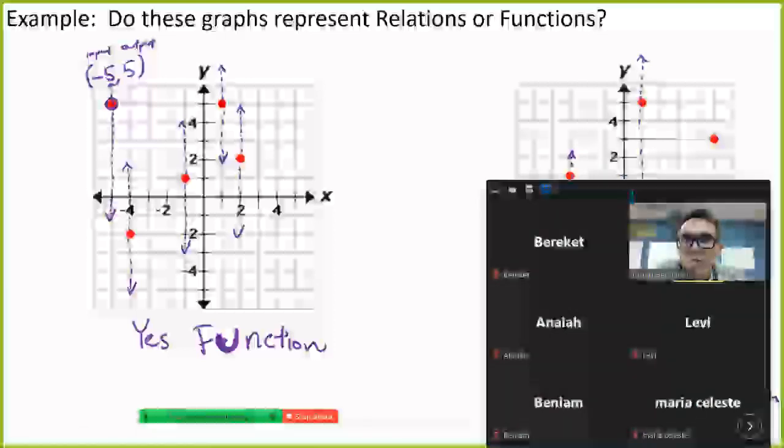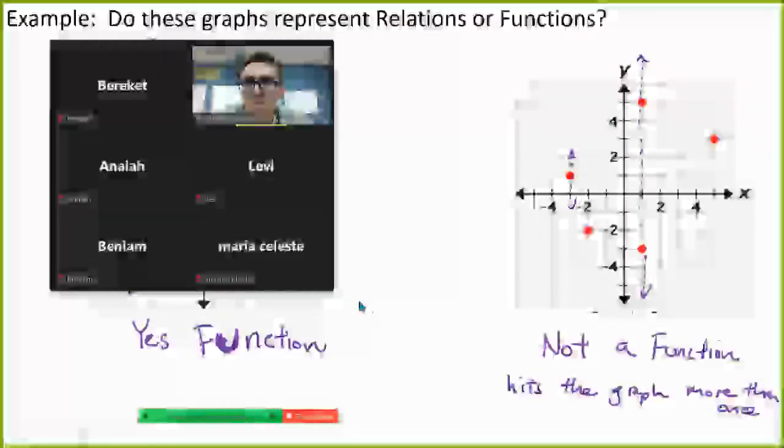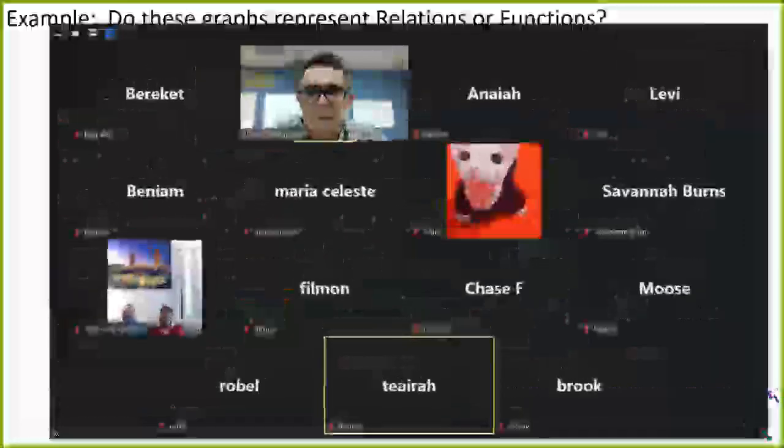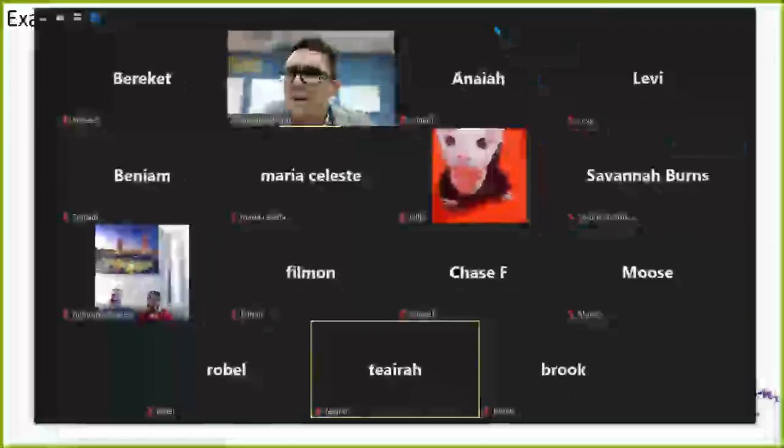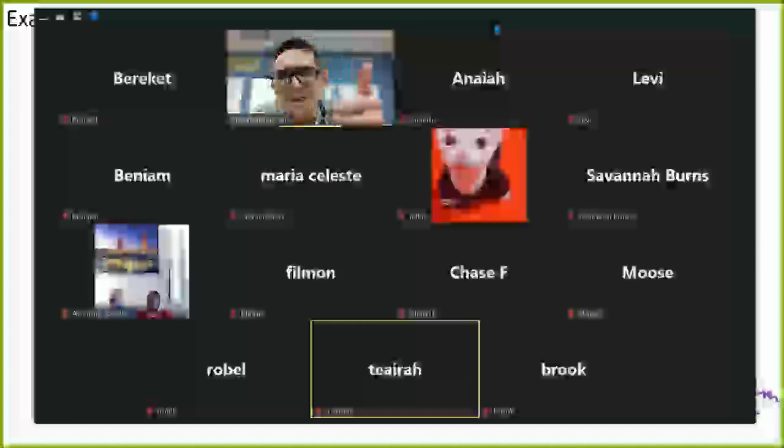Let's do thumbs real quick. I'd like to see where people are so far. So if you could turn on your camera real quick and show me with your thumb how you're feeling about everything you've seen so far, functions and figuring out if we have a function.